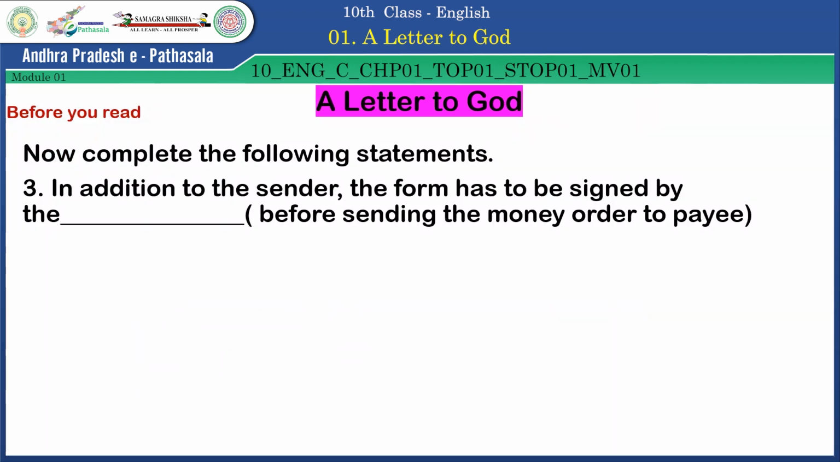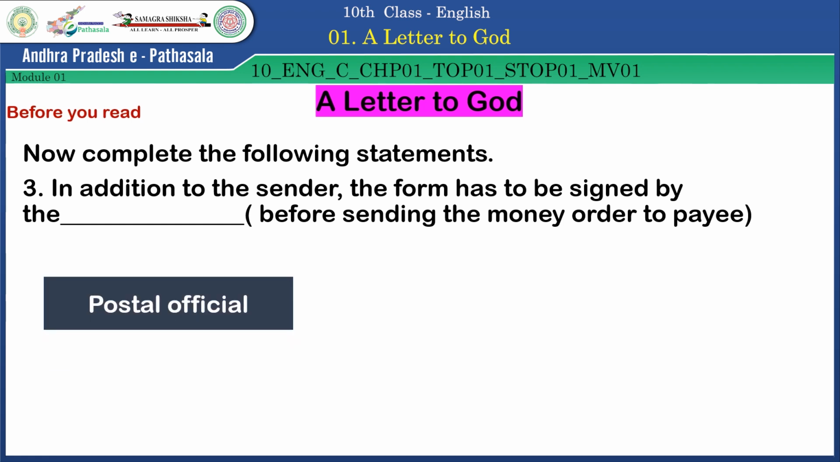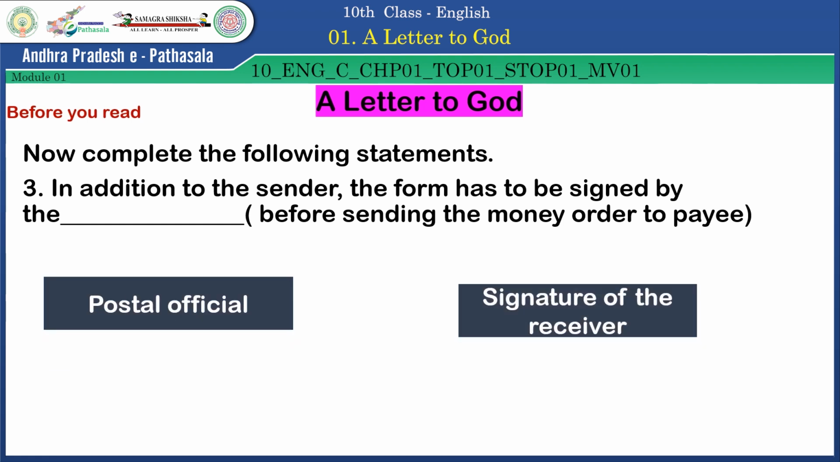Now complete the following statements. In addition to the sender, the form has to be signed by the dash before sending the money order to the payee. The options given are postal office, signature of the receiver. What's the right option? Yes, postal official is the right option. Here is a star for you.